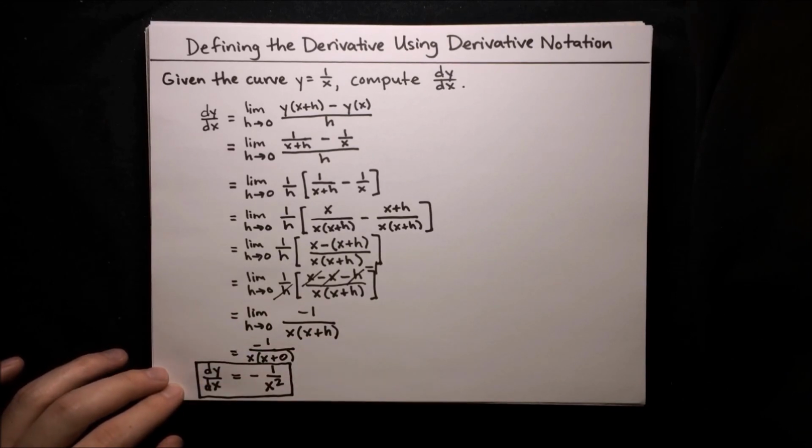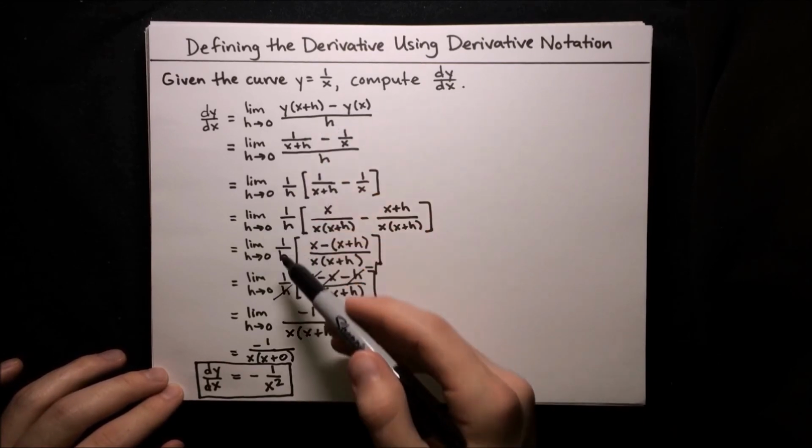So now we know how to define the derivative using derivative notation. In the future, we'll learn several rules that we can use to compute the derivative quickly without having to compute this big limit process each time.